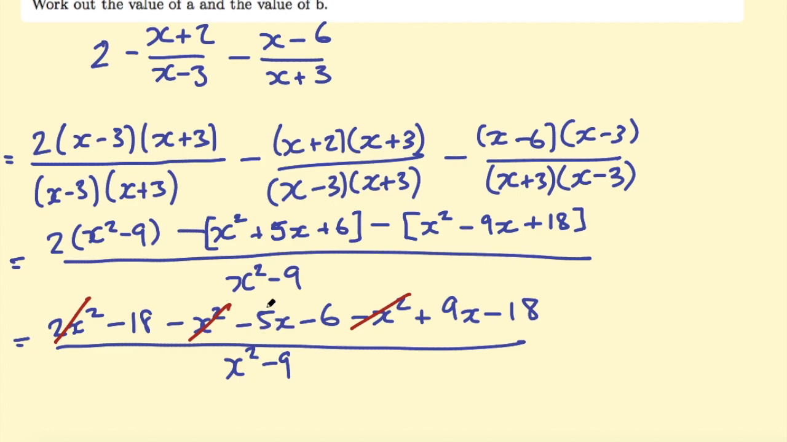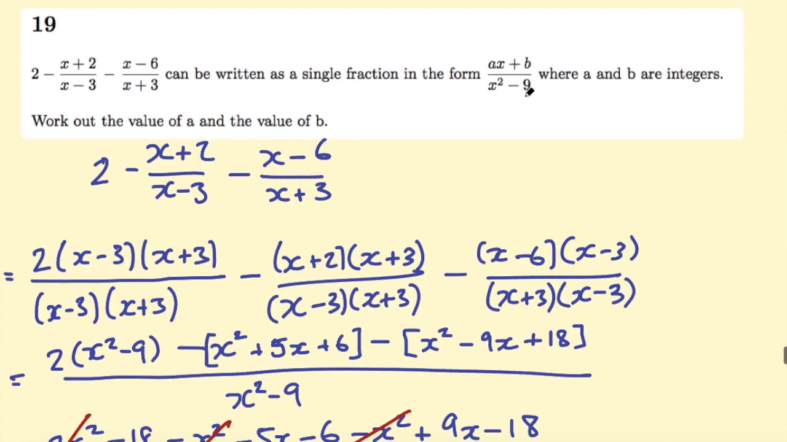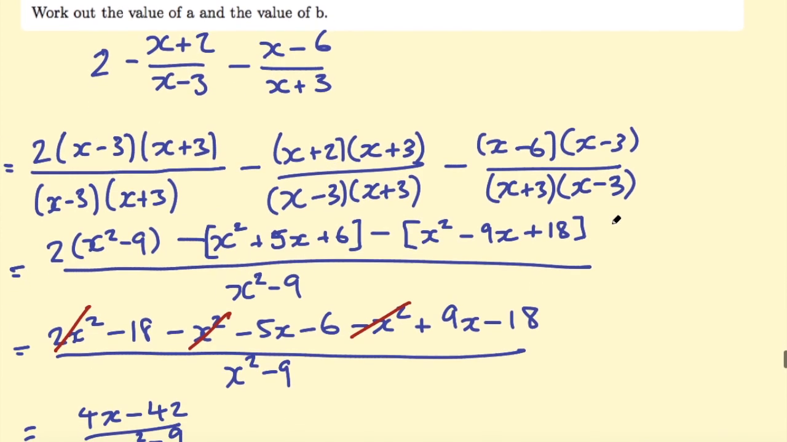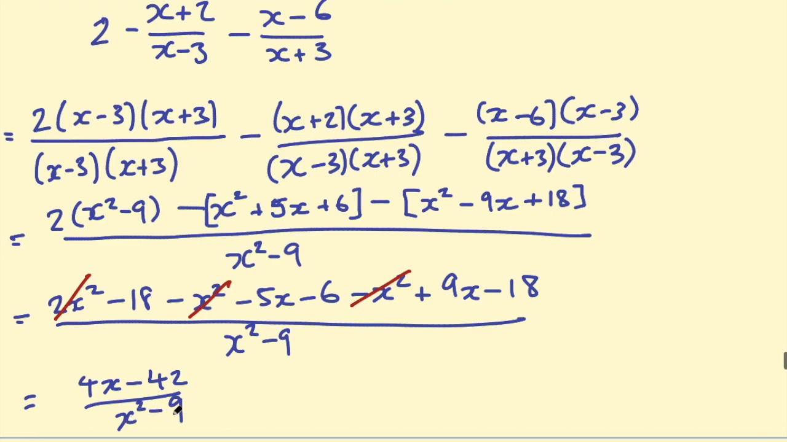Then we've got this minus 5x plus 9x. Minus 5 plus 9, that will be 4x, and then a minus 18 minus 6 minus 18 will be minus 42 over x squared minus 9. Now let's go back to the question. We need it in the form ax plus b over x squared minus 9. This looks like ax plus b, well actually it's minus b, but that's fine, over x squared minus 9. So we can say a equals 4, b equals minus 42.